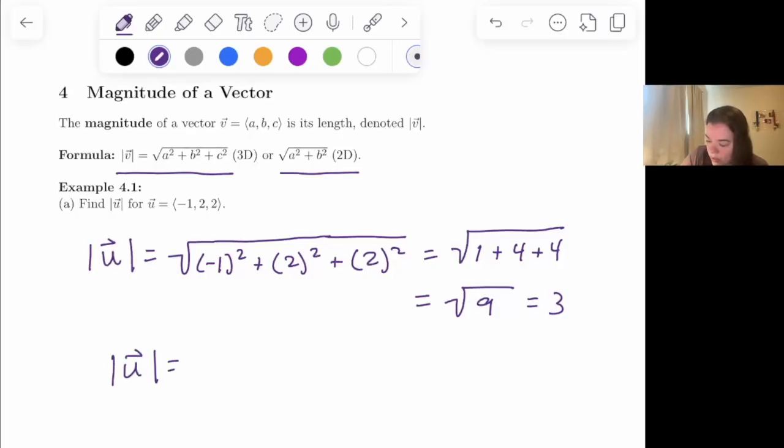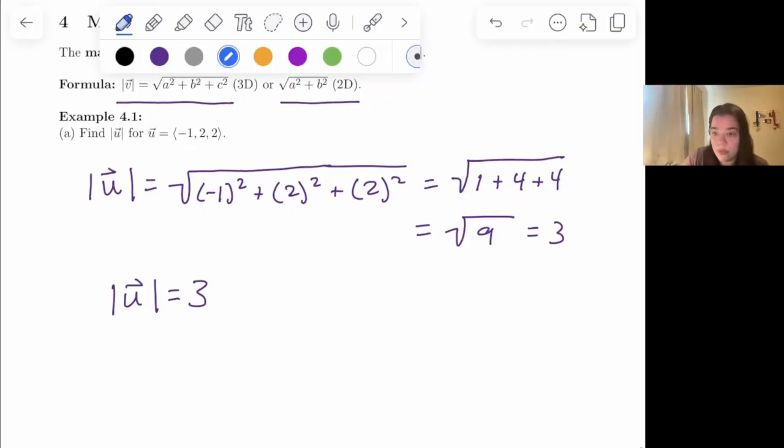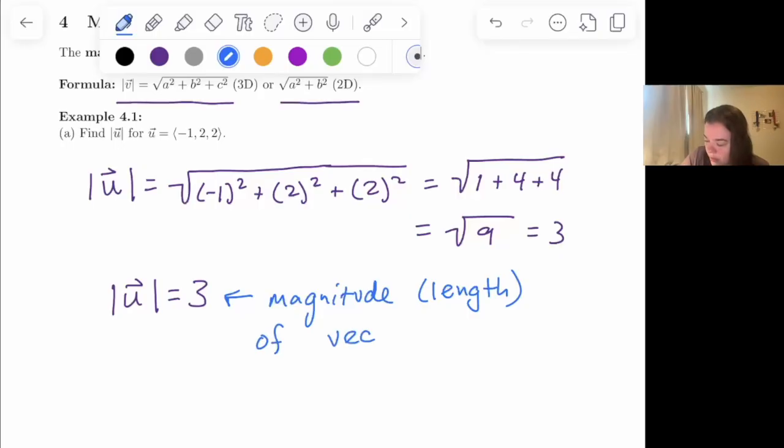So what did we find? We found that the magnitude of vector u is 3. I'm going to write that. This is the magnitude, or length, of vector u. So this didn't find what direction this vector is pointing. We didn't get into the direction. We just literally found the length of that vector. So if you walked the path of that vector, you would walk 3 units, whatever those units are.